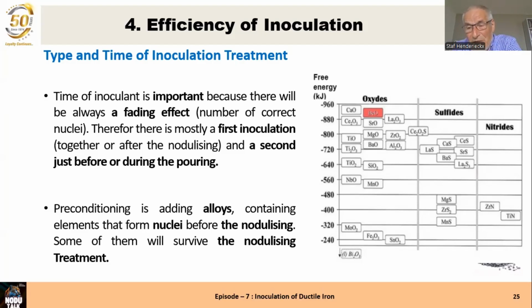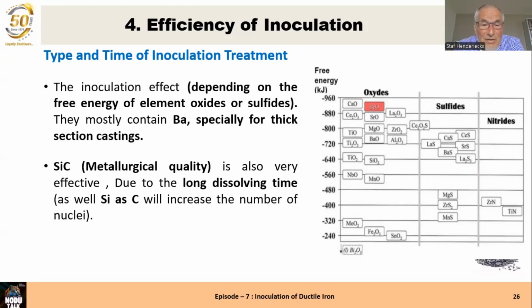The sulfides is the same. If you put barium already in the furnace, it will make already partly barium sulfides. And you will need less magnesium for, let's say, binding the sulfur to make a good ductile iron. Very important, and we come back on this later. The free energy, as I said, is an indication how quick it is formed and which one will be formed first. Barium is very, very important if you have medium and thick sized castings.